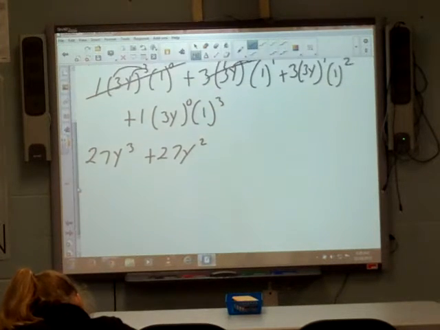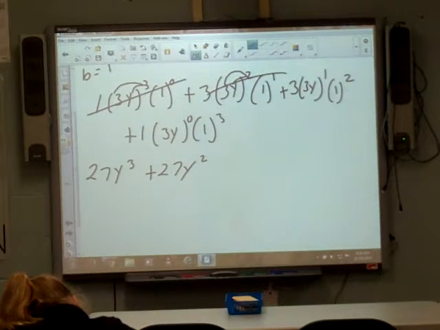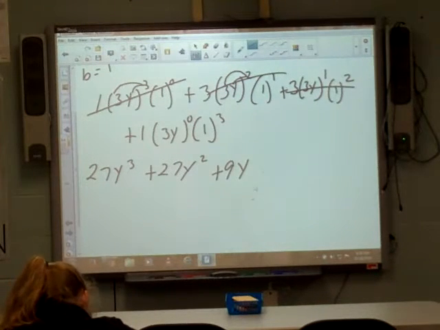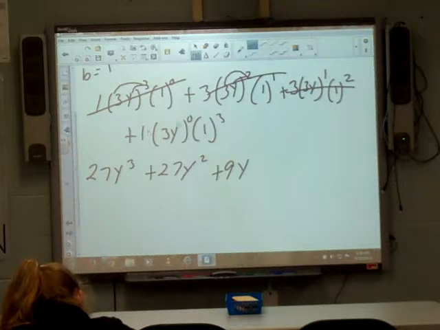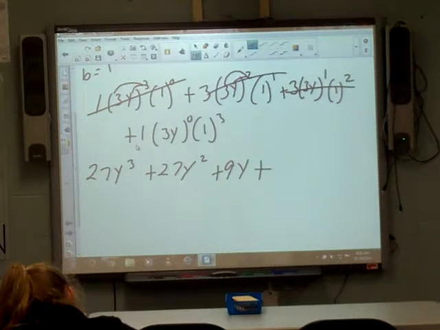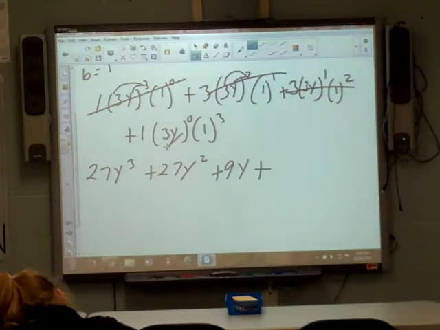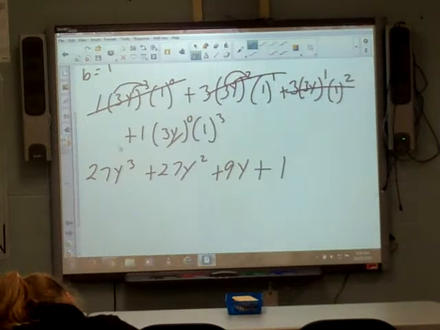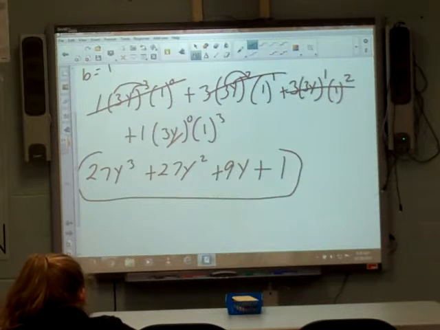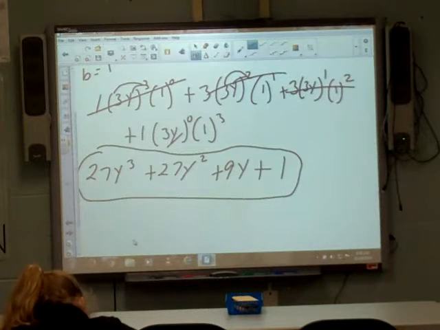Whoops, I lost one problem. There it is. Okay, 1 squared is 1, so I'm not worried about that. 3y to the first is just 3y, and then multiply it by 3, so it's 9y. Good job. This one's easy here. It's just 1, because this is 1 times 1 times 1. That's it. Everybody got it?